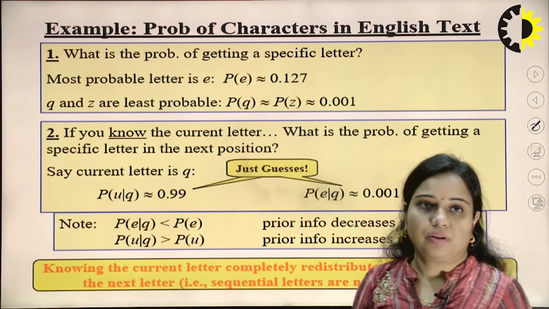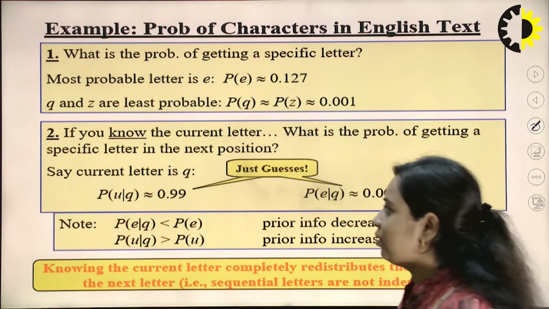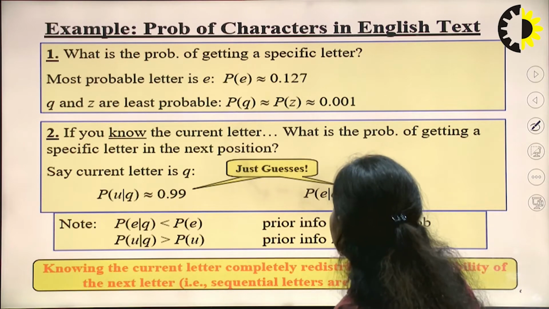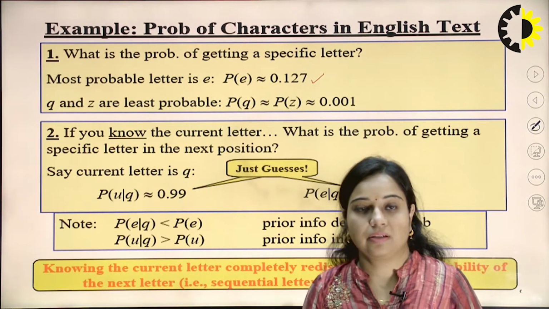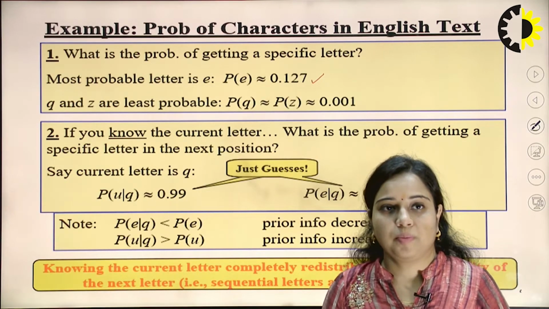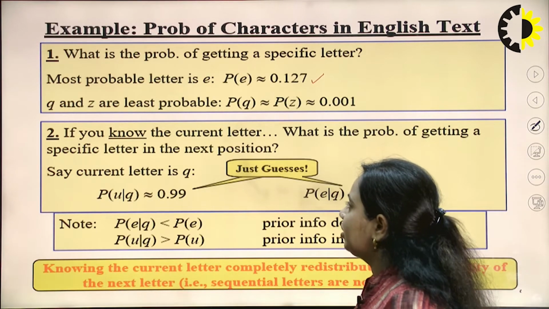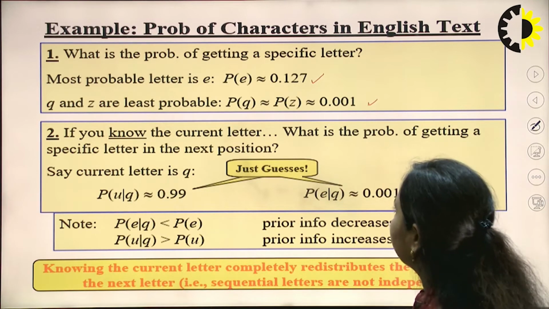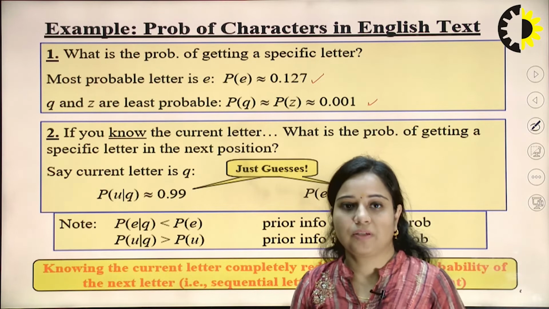Now, next is an example, probability of characters in English text. That is one of the one or two numericals that we are going to cover to understand this much better. First is, what is the probability of getting a specified letter? Let us say there are 26 alphabetical letters. The most probable letter is E, so the probability of E will be 0.127, and Q and Z are least probable, so their probability will be 0.001. This is how we can calculate the probability of occurrence of a specific letter.